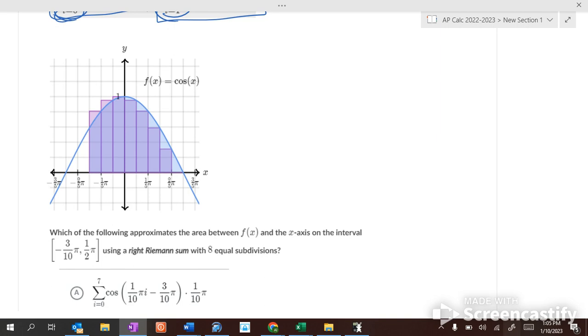Looking at the rectangles, do they look like a right Riemann sum or a left Riemann sum? Right, because at the right side of the rectangle, that's where it hits the function. It hits it at the right side. Okay? So where do we start at? Well, we start way in between negative 1/5 pi and negative 2/5 pi, which is negative 3/10 pi. Okay? And we go up to 2/5 pi.